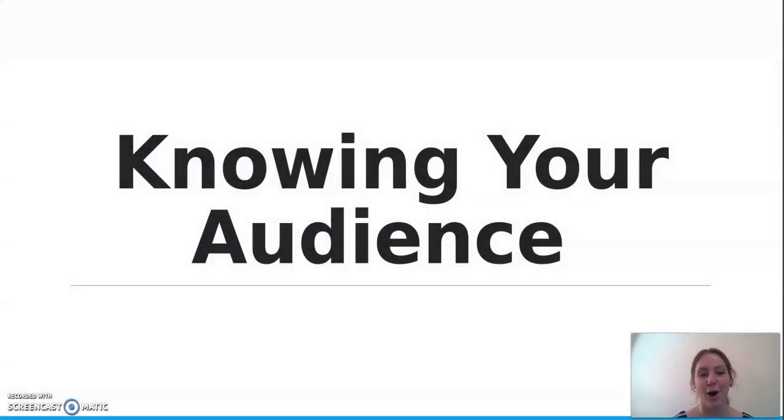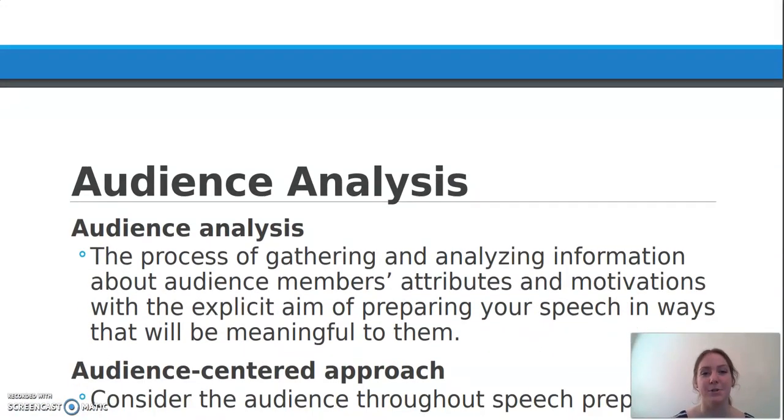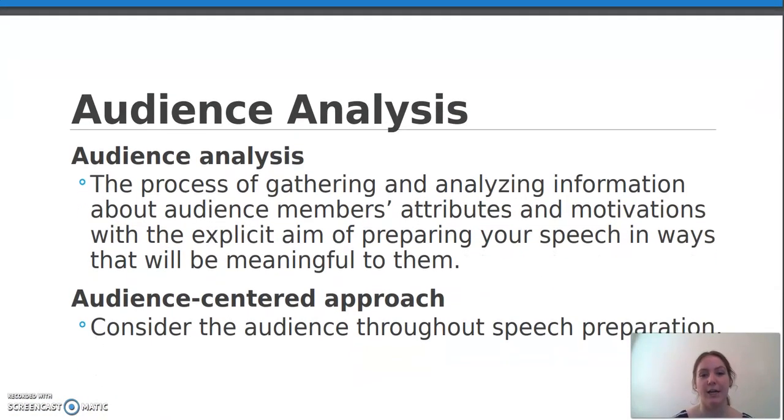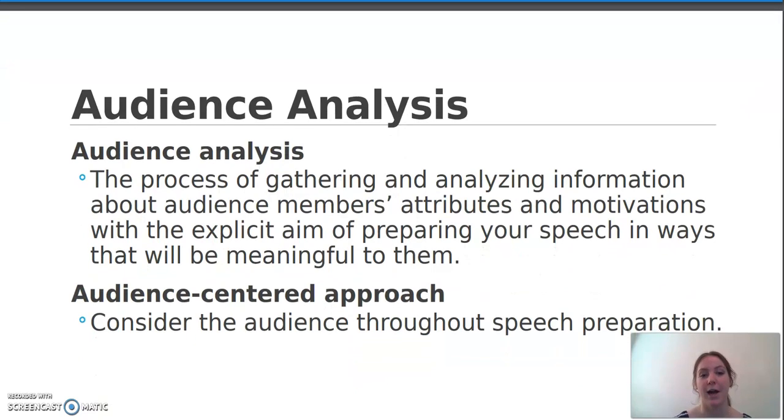So starting with audience analysis, knowing your audience, throughout all the speeches that you're going to be creating, in your preparation, you're going to have an audience-centered approach. So you're going to look at audience members' attributes and motivation while preparing your speech so it becomes meaningful to them. And the big thing about audience analysis is if your speech doesn't matter to your audience, your message is not heard.